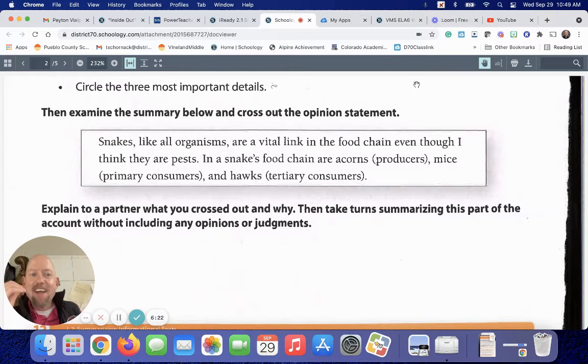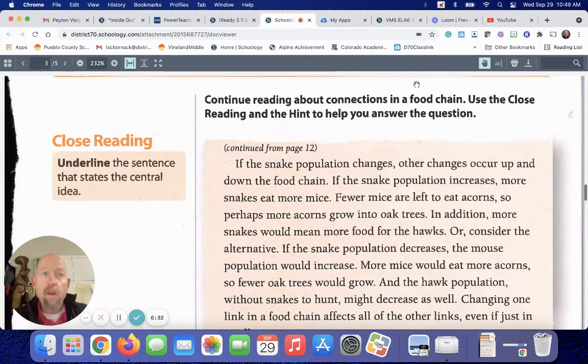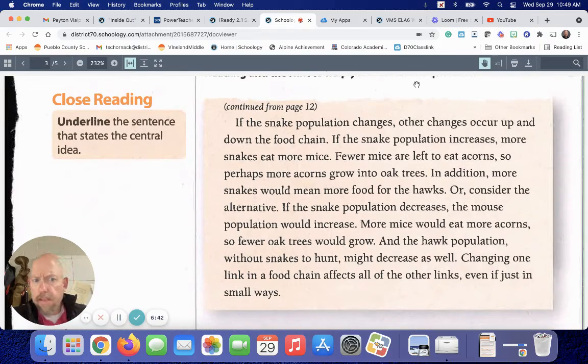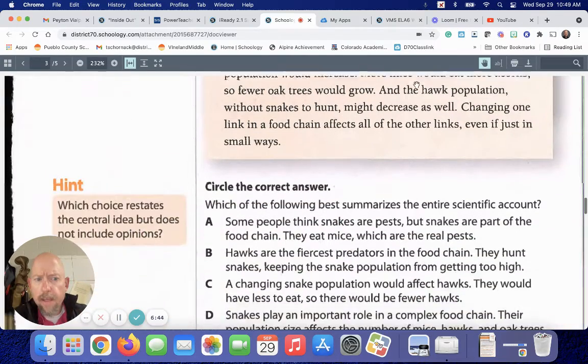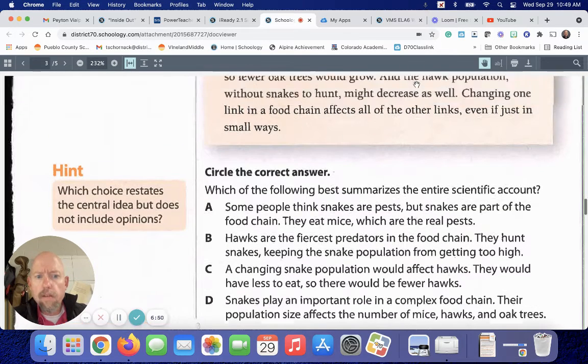Tertiary. Explain to a partner what you crossed out and why. Then take turns summarizing this part of the account without including any opinions or judgments. Now, we're going to continue reading connections in a food chain. Use the close reading and hint to help you answer the questions. Close reading: underline the sentence that states the central idea. Hint: which choice restates the central idea but does not include opinions?